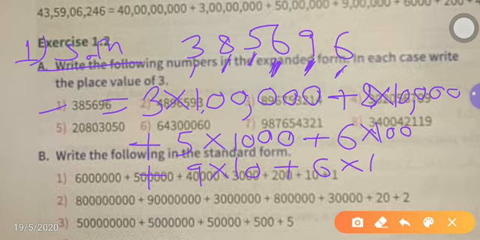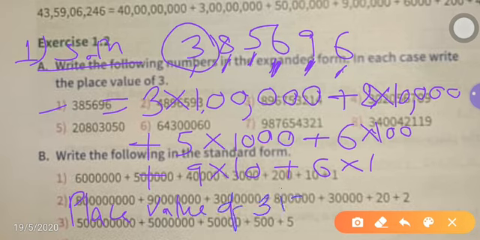And what is the second part given? Also write the place value of 3. This place value of 3 we have to write. So the place value of 3 is what? Which place is 3 in? Lakhs place. So 3 into 1 lakh means 3 lakh. So the place value of 3 is 3 lakh. The remaining you have to do the same way.